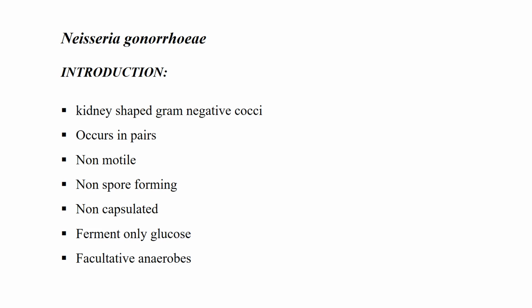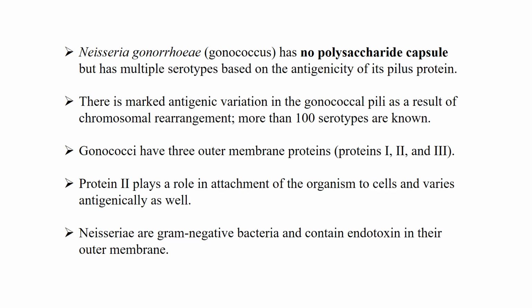Facultative anaerobes. As we have discussed, Neisseria gonorrhoeae, also called the gonococcus, has no polysaccharide capsule but has multiple serotypes based on the antigenicity of its pilus protein. Its pilus protein has a variety of arrangements. That's why it is called a heterogeneous bacteria, because of the phase variation in the pilus. There is a marked antigenic variation in the gonococcal pili as a result of chromosomal rearrangement. More than 100 serotypes are known because of these rearrangements in the pili protein.